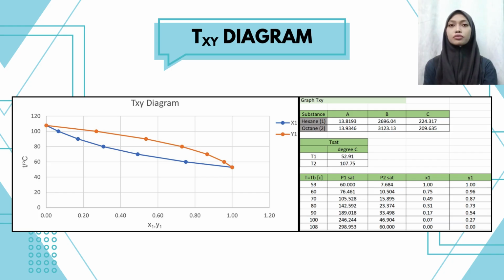The TXY diagram shows the temperature versus composition at a fixed pressure of 60 kilopascal. Similar to the PXY diagram, it also has bubble and dew point curves that help us identify the boiling and condensation behavior of the mixture. These diagrams are important for designing the flash distillation process, as they help us understand how much of each component ends up in the liquid and vapor phases.